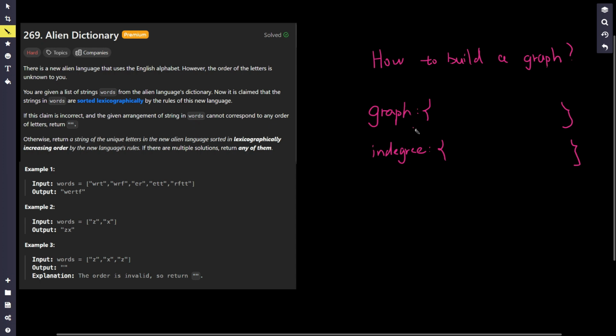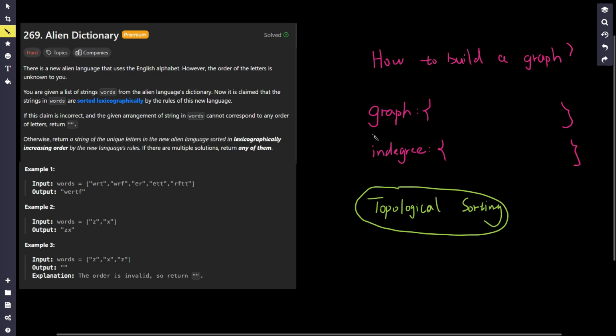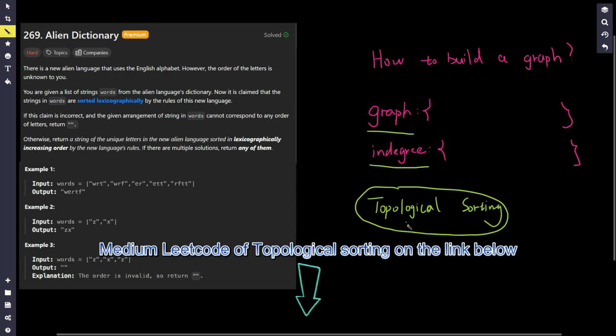Let's break the problem into several sub-problems. The first step is how to build the graph from the array. The way we build the graph is related to our next step, how to find the cycle. In this case, I'm going to choose topological sorting, which is for directed graphs. So I need to declare a graph variable to hold the nodes and the edges. We also need another variable, in-degree, to specify how many edges go into each node. If you are not familiar with topological sorting, you can check out my previous video, which has a medium Leetcode question about it.